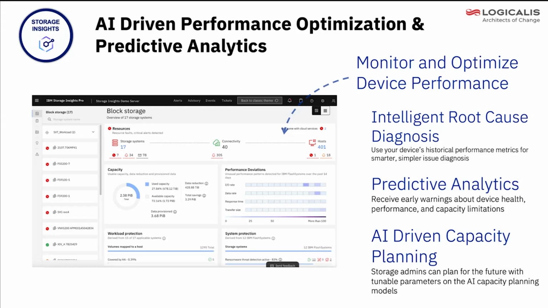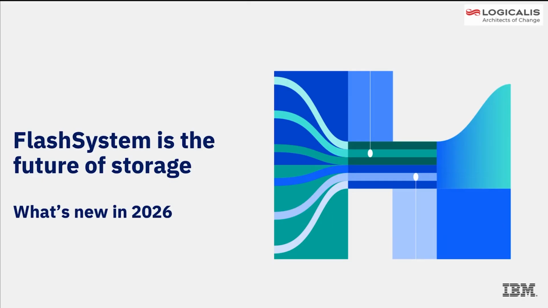So it understands the whole environment that you're working in and then can help you diagnose what's going wrong and prescribe steps to optimize your performance better. It also does those predictive analytics. So forecasting into the future, you can receive early warnings about device health as well as capacity analytics. So if you're working with a certain budget cycle and need to plan for specific capacity patterns, it can help you do that. That is kind of the overview of what the IBM FlashSystem is, the family, and a few of its differentiators. But we like to say that we are the future of storage with all of the cool stuff we're doing in 2026.